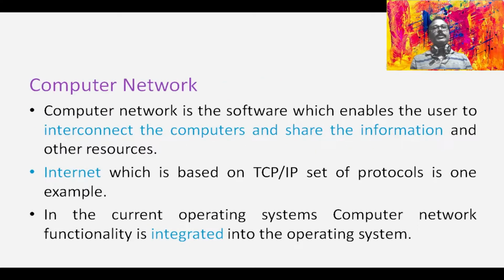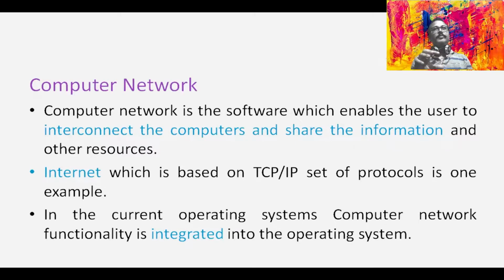Computer network is another system software which enables you to communicate with other computers, maybe using a wired connection or a wireless connection, it doesn't matter. It allows you to connect with other computers and then share information. The information includes data, images, video, whatever it may be. The internet is only one example of a computer network. There are other computer networks which are not the internet, but of course we have reached a stage where the internet is taken as a de facto standard.